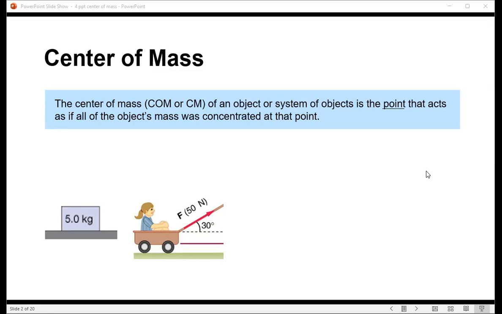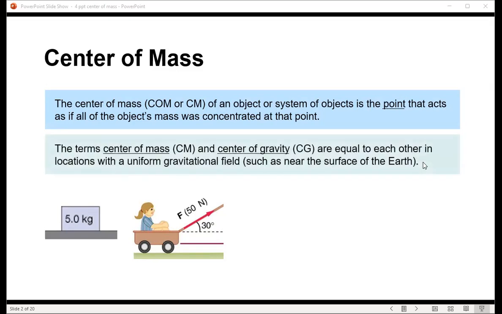so that you put that center of mass point at the correct location. All right, but before we get into that, I also want to point out something that can be a little confusing. We have center of mass, and we also have another term called center of gravity. Technically, these two words are not the same, and they mean something different. But center of mass and center of gravity are equal to each other in a location with a uniform gravitational field. So let me explain what that means.